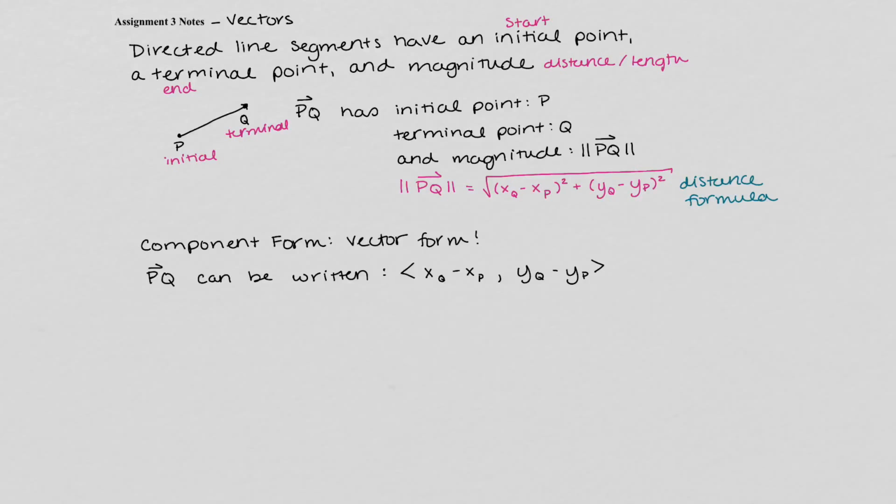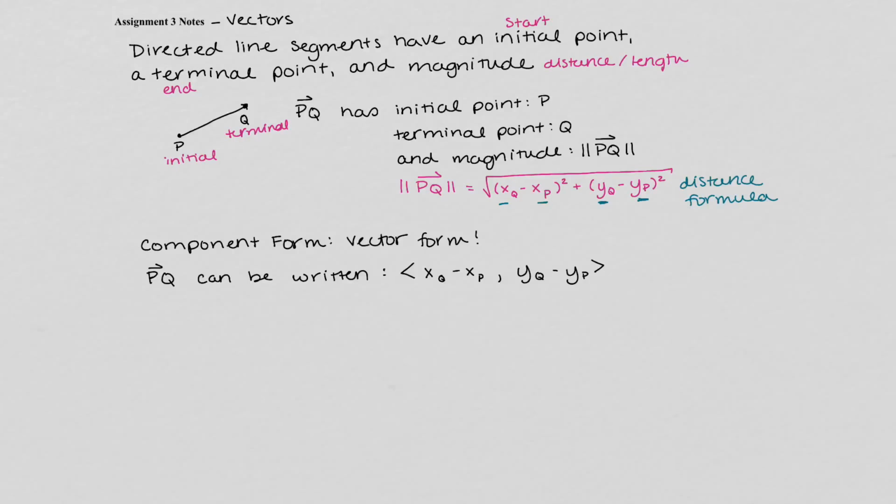Now, the magnitude is your terminal x value, your ending x value, minus your initial x value, squared, plus your terminal y value, your ending y value, minus your initial or starting y value, squared. And then you take the square root of those things. And again, this is the distance formula. We've been using this since before geometry to find the distance between 2 points. And that's all you're doing, you're finding the length of segment PQ using the distance formula.